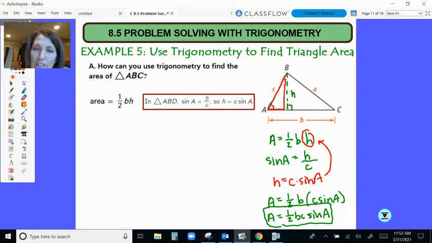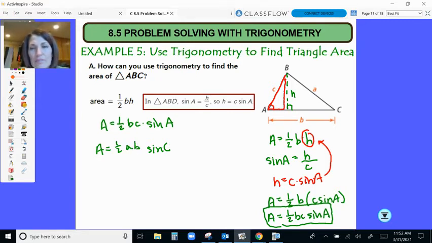Notice that with the sine of A, I'm multiplying by 1/2 times b c, the two sides that make up that angle. So my area is 1/2 of the two sides b and c times the sine of the angle between those two sides. If I had my angle C, I'd take 1/2 times a times b, sine C.